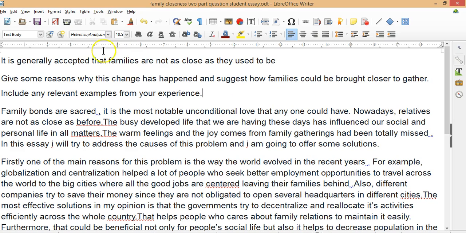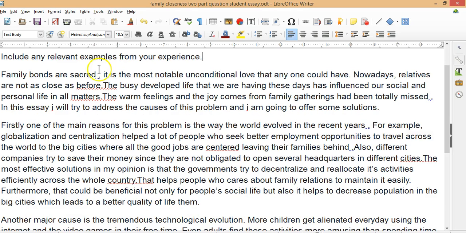So families are not as close. Give some reasons. How can they be brought closer together? Family bonds are sacred. It is the most notable unconditional love that anyone could have. Nowadays, relatives are not as close as before. The busy developed life that we're having has influenced our social personal life. For one, feelings and the joy be totally missed.